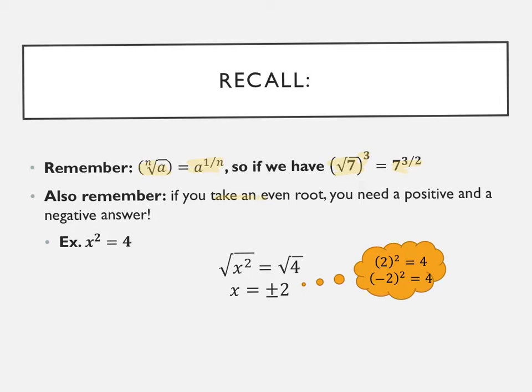Also remember, if you take an even root, you need a positive and a negative answer. Because I can do positive 2 squared to get positive 4, and I can do negative 2 squared, that also equals positive 4. So I need this plus or minus if I'm doing an even root.